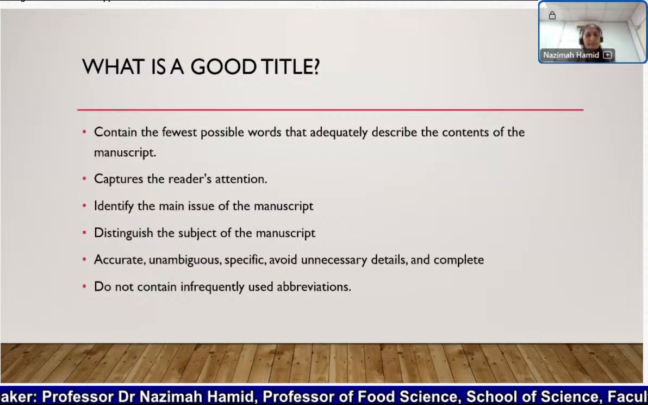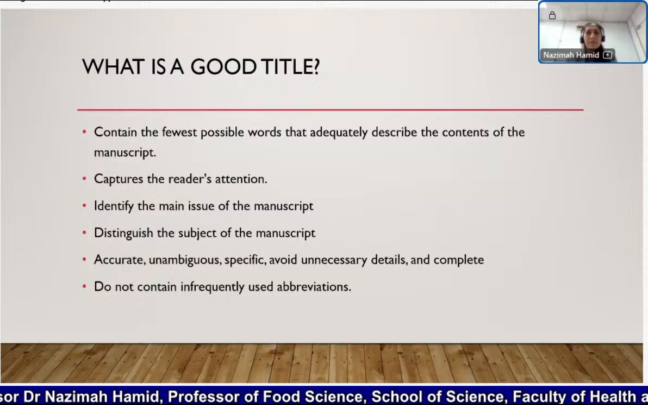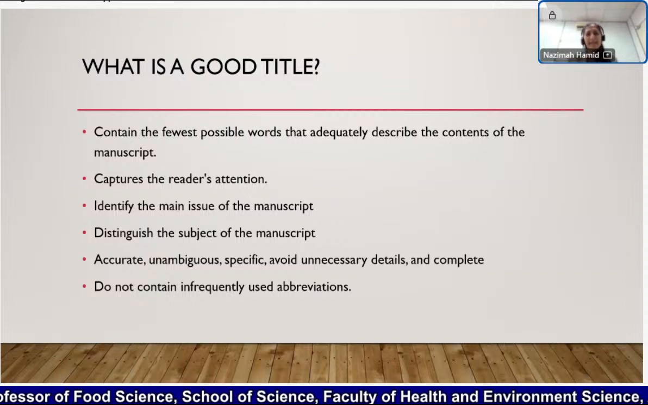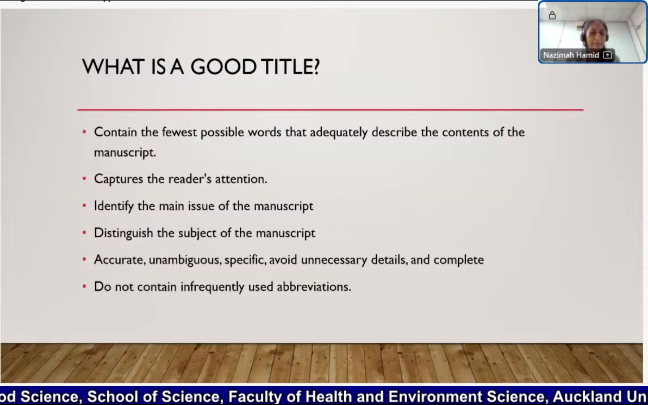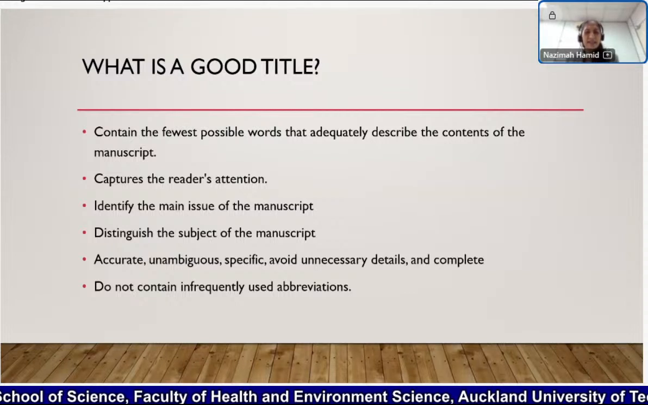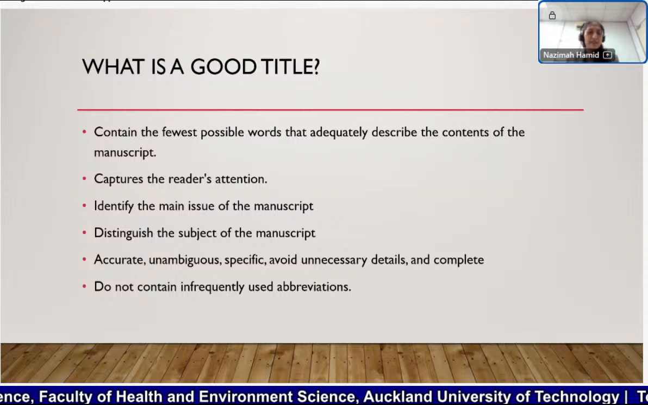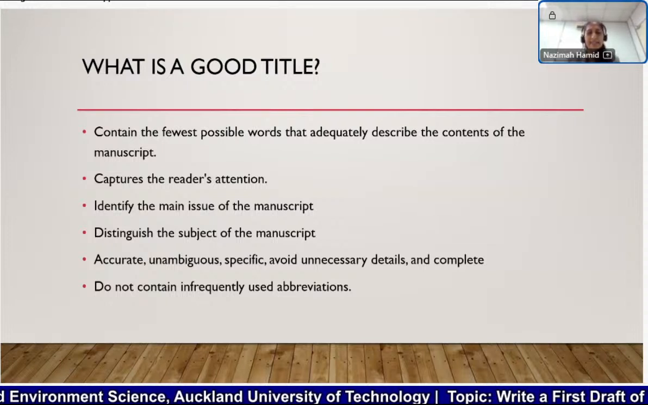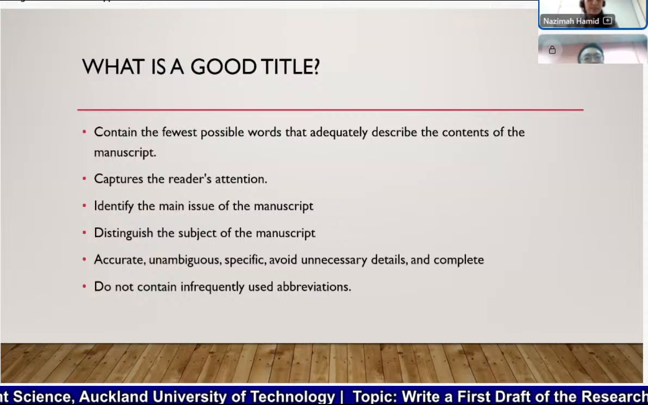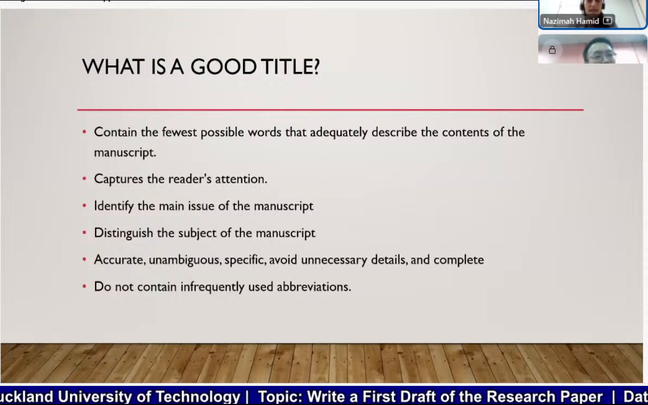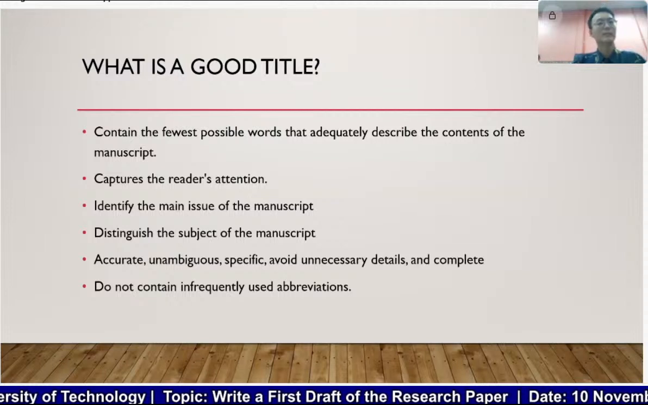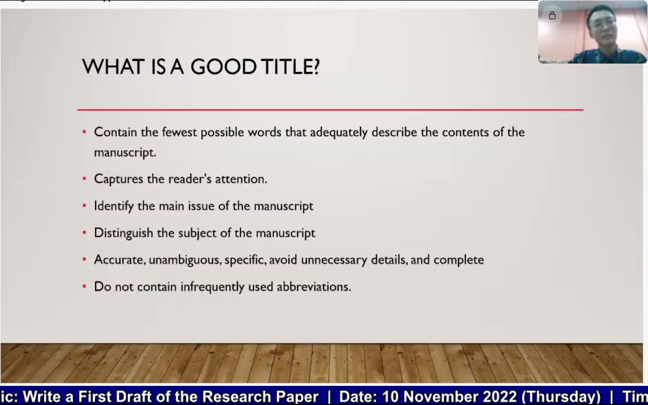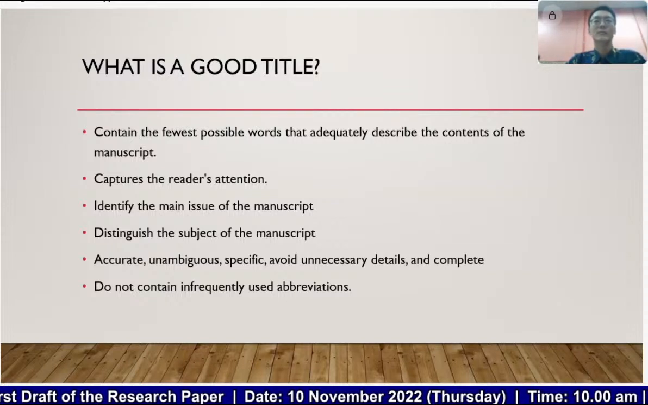I work with Charles Spence, a professor at the University of Oxford, and he has papers with titles like Tasteful Sounds. It just catches you, but it's not easy when you're doing science to come up with a title like that. But what you want is to capture the reader's attention, because when your manuscript is going through the editor, that's the first point of contact, and they will look at your title. So it must help identify the main issue of the manuscript and distinguish its subject. Every word you put in your title should be accurate, unambiguous and specific. Don't use unnecessary details, because it's just going to make it long and not attention catching.